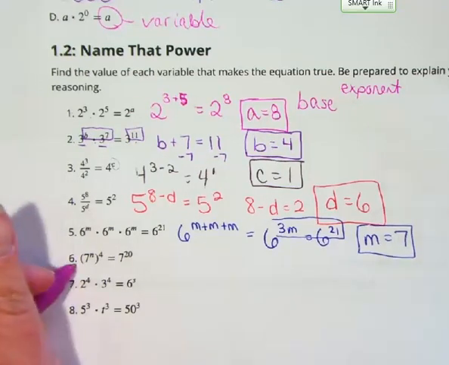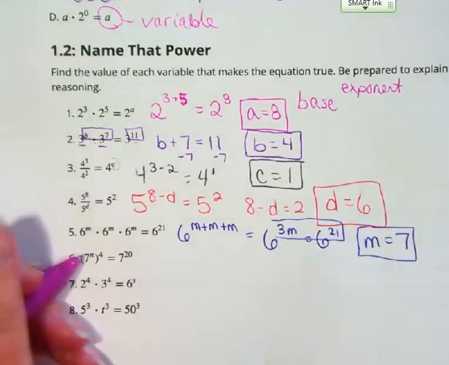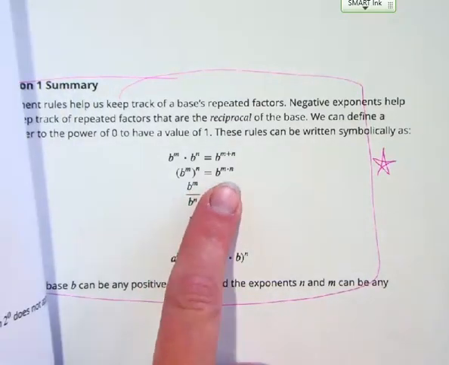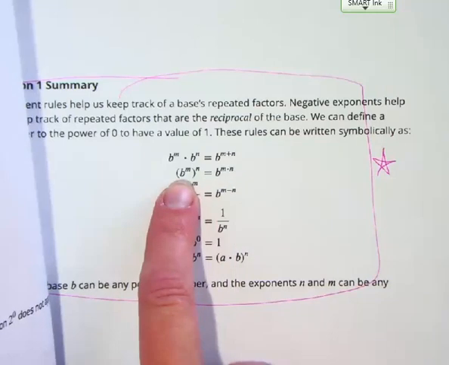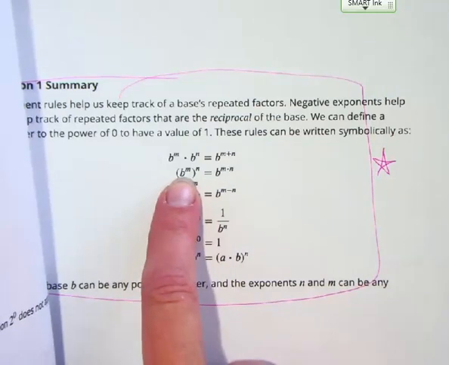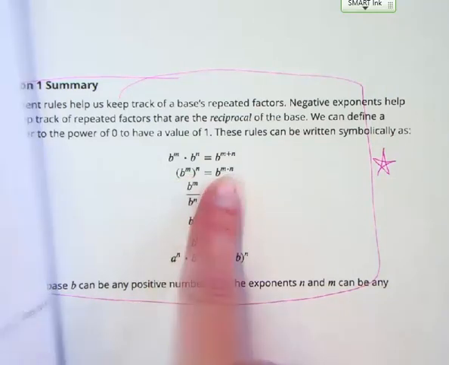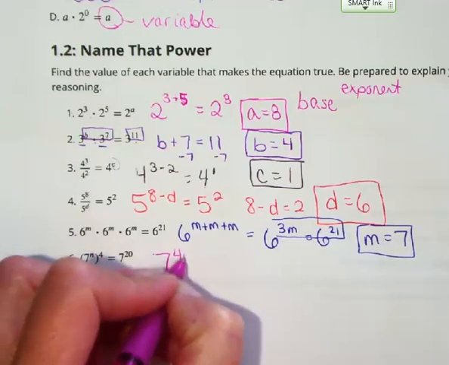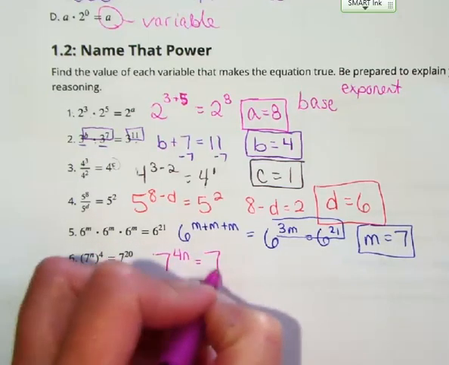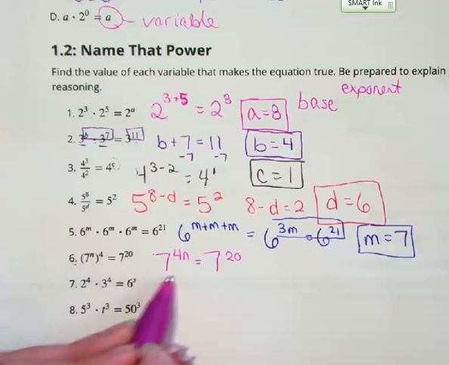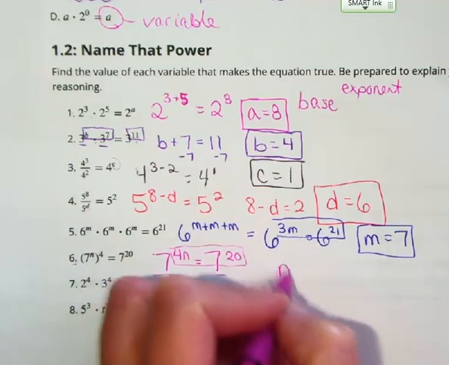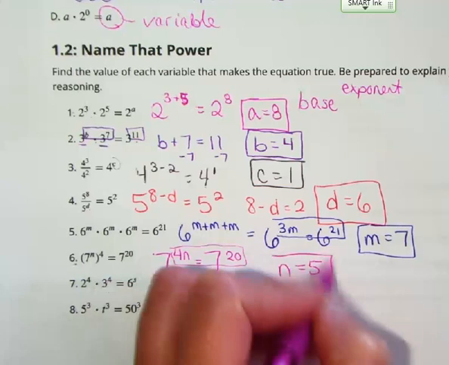Number 6 uses a different rule. I see an exponent raised to another exponent. That rule tells us that I'm going to multiply exponents together. So if I have an exponent raised to another exponent, we multiply. So 7 to the 4n has to equal 7 to the 20th. Same base, so 4n has to equal 20. N would have to equal 5.